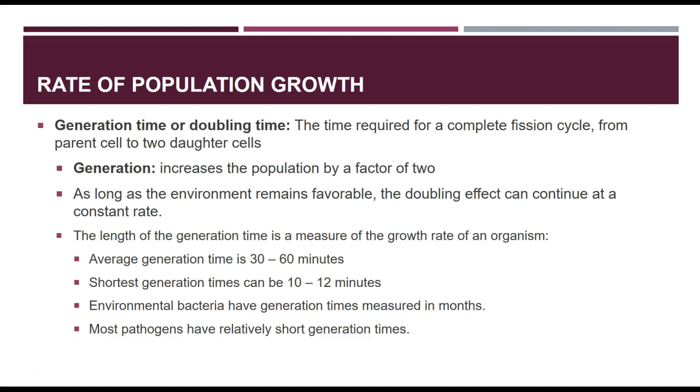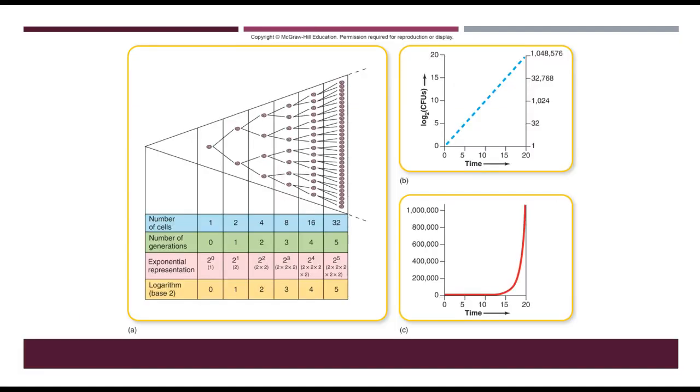The length of generation time depends on the organism. The average is about 30 to 60 minutes for an organism to double itself. The shortest generation times can be anywhere from 10 to 12 minutes. For organisms living in the environment, it can actually be months, but most pathogens have a relatively short generation time. They're able to double fairly quickly, more in the minutes range.